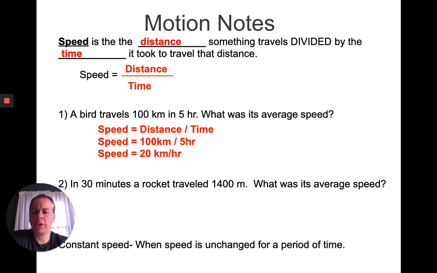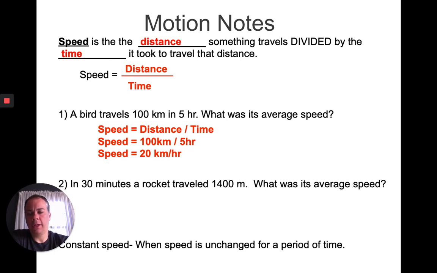So let's do another problem. In 30 minutes, a rocket traveled 1,400 meters. What is its average speed? So take a minute and solve this problem, and you can pause the video, and then we'll come back and just be sure that you know how to do this.